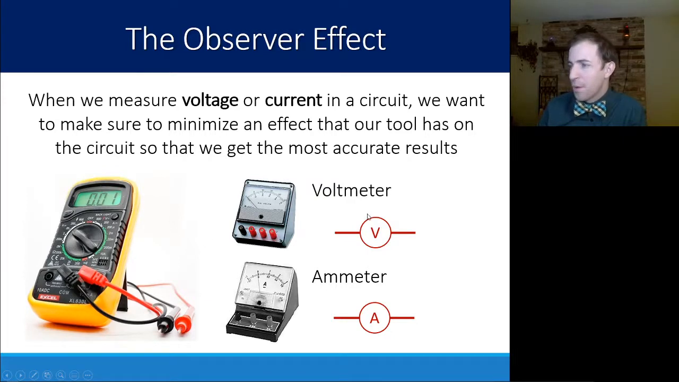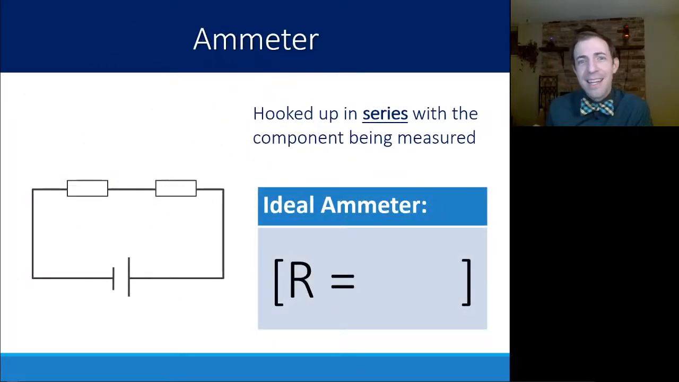As we talked about before, we're going to describe these in this notation, basically just a circle with a V or a circle with an A in them. We can draw that on our circuit in the proper location to indicate where we are hooking these up to determine what that voltage and current are. We want to make sure that these tools have the smallest effect on our measurement possible, so that the results that we get are accurate, and that using these tools isn't changing the circuit too much that we are trying to measure.